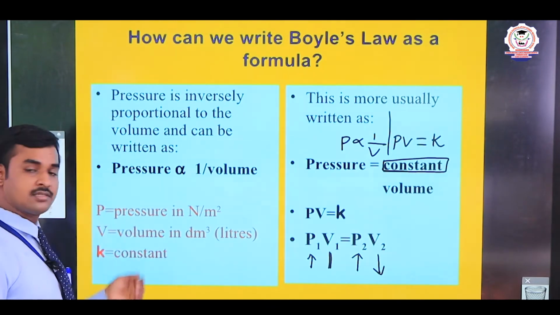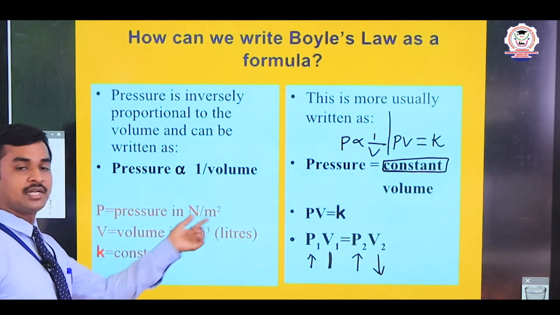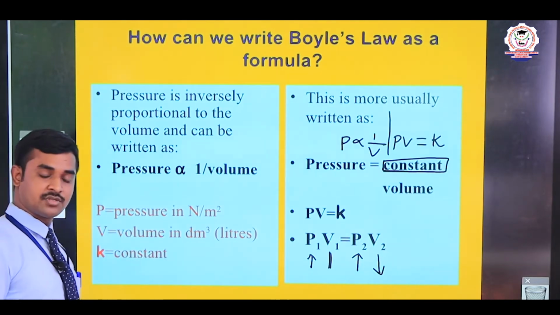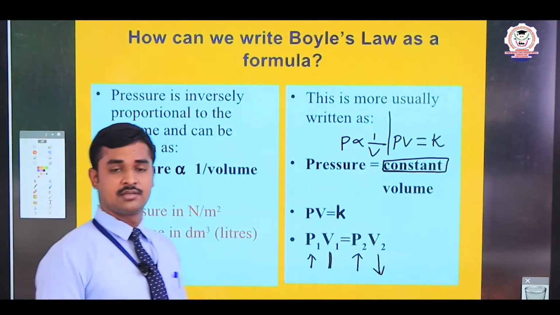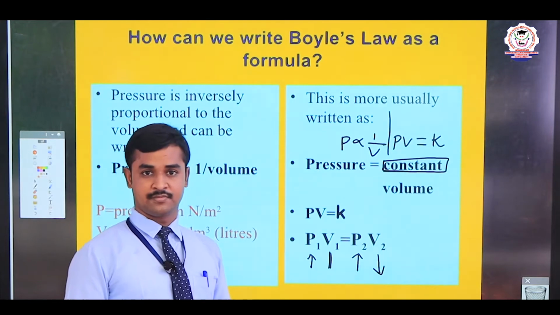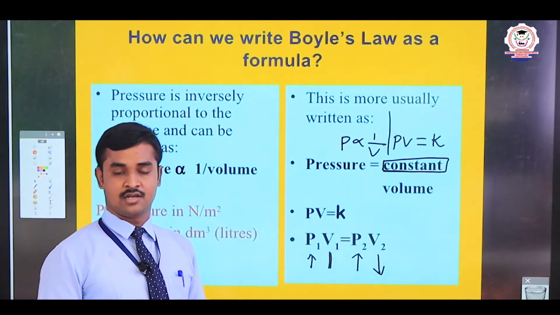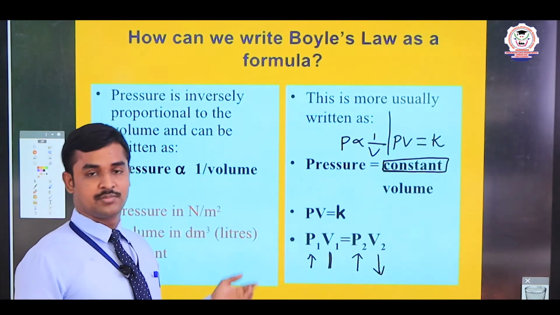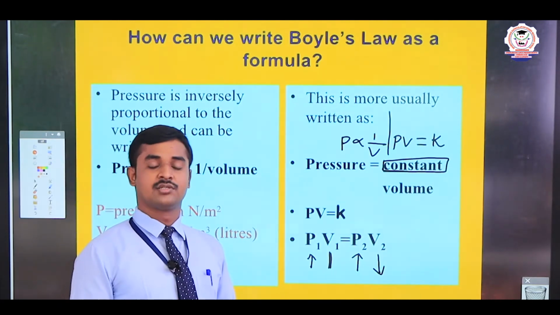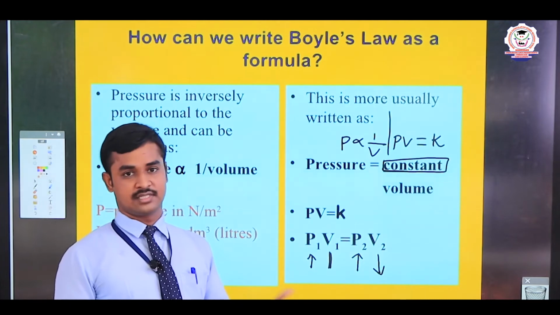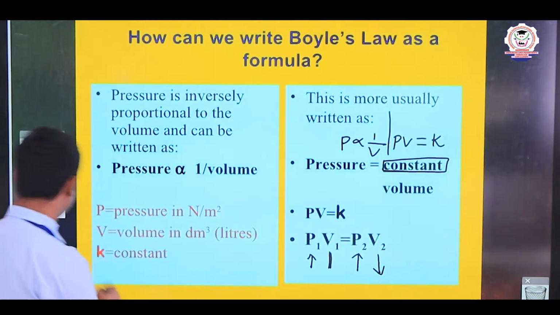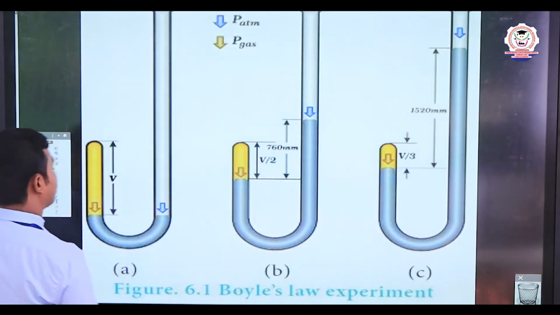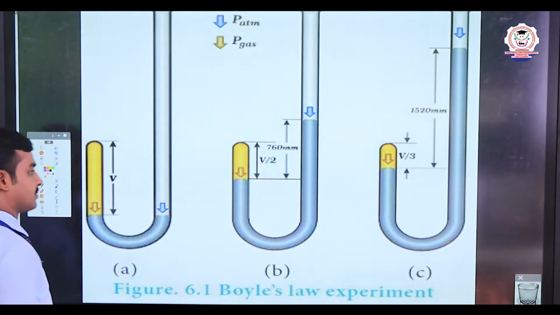By knowing Boyle's law, you can write the units for pressure and volume. For pressure, you can write Newton divided by meter squared as the unit. Not only Newton per meter squared, you can also use millimeter of mercury, Pascal, or ATM, atmosphere. Pressure has various units, we will discuss them in the next video. And if you know Boyle's law, let us go to the experiment.